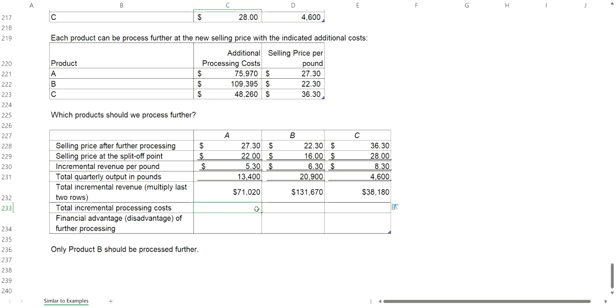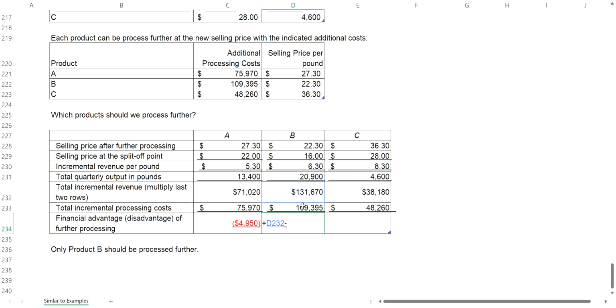But remember, to process it further, like to stain my cabinets further, there's additional cost. That's given right here. So the additional cost of product A, I'll bring down to $75,970, $109,395 for B, and $48,260 for C. Now, did we get more in incremental revenues than we had in incremental cost? Let's see. I'll subtract the last two numbers. We should not process product A further because we get less in incremental revenues than it would cost us.